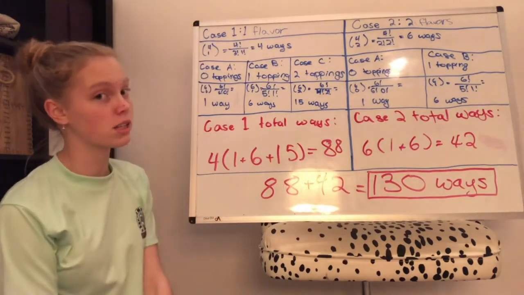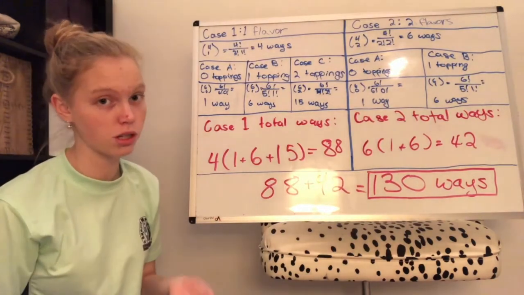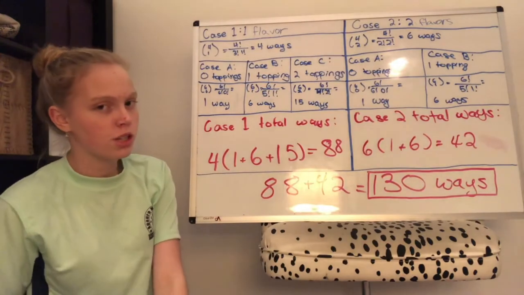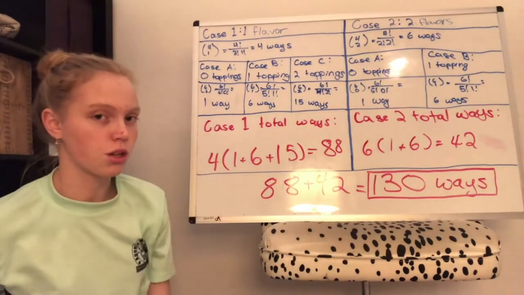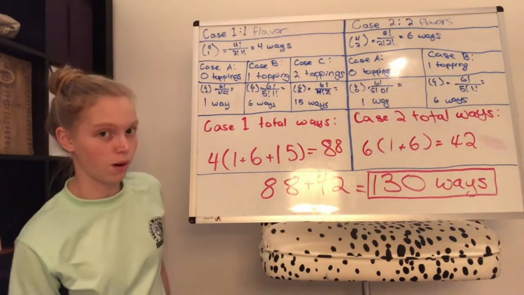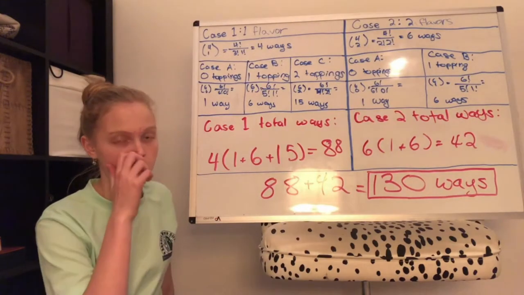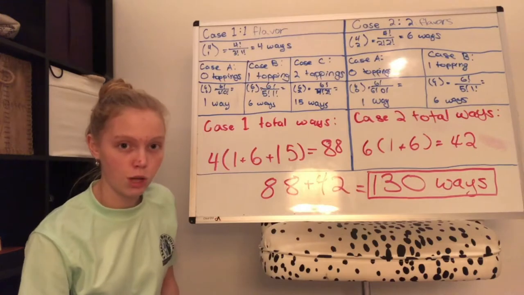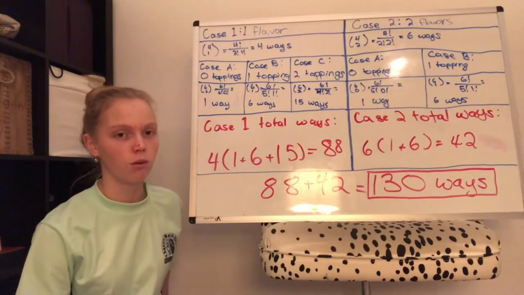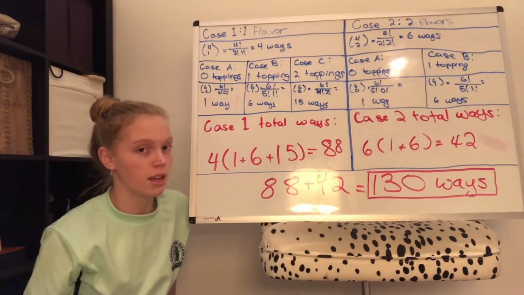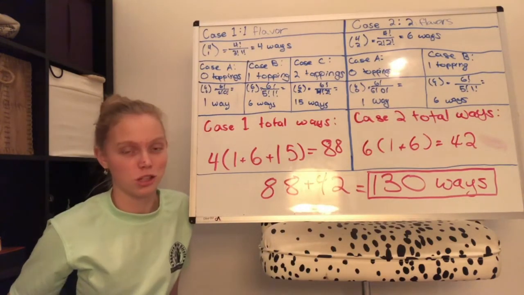But let's take a quick look at case 1, where we have only 1 flavor. Well, there's 4 ways to pick our flavor, right? Because there's 4 flavors, 4 choose 1 is 4. But you can't just then multiply it by something because you have 3 subcases, right? The toppings. You're either going to take 0, 1, or 2 toppings. So how many ways can you choose your toppings if you have 1 flavor? Well, the first case, you have 0 toppings, right? And there's only 1 way to do that. Just get nothing.